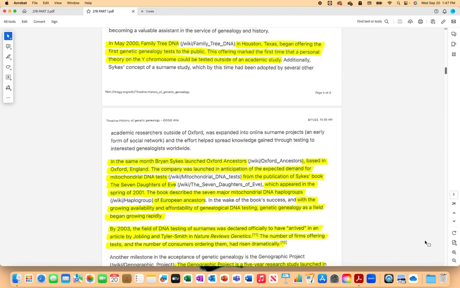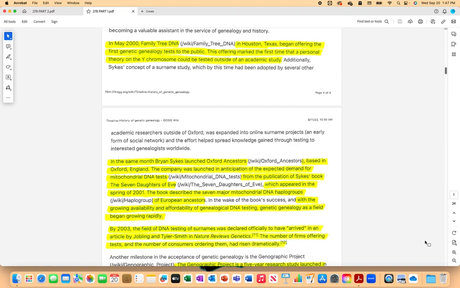In May 2000, Family Tree DNA in Houston, Texas, began offering the first genetic genealogy test to the public. This offering marked the first time that a personal theory on the Y chromosome could be tested outside of an academic study.